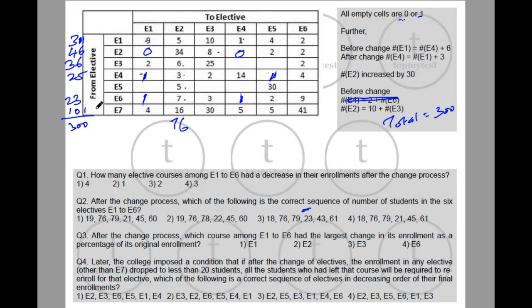Okay, so this total is 300. So let's add this. 101, this is 124, 149, 155, 195, 225, 226, 256, 262. So this total has to be 38 to make it 300. Okay, 30 plus 5 is 35. So I need 3 from here. So 3 of them will be 1. 1 of them will be 0. All right.